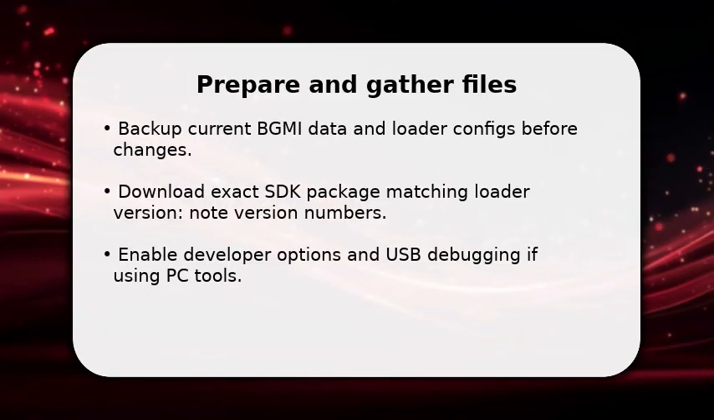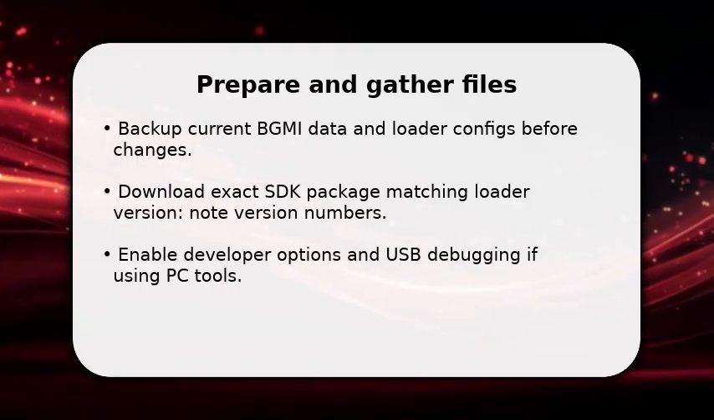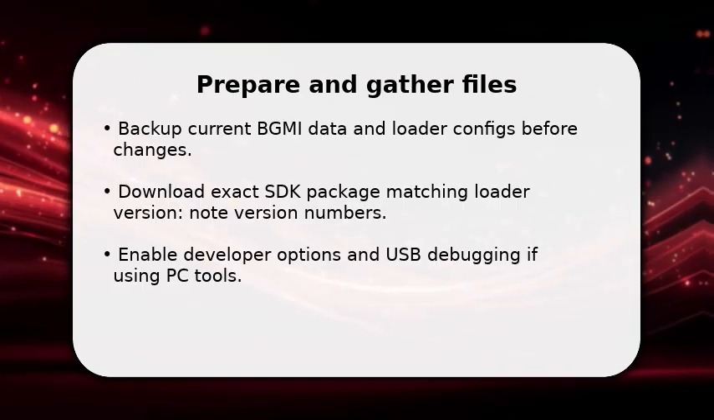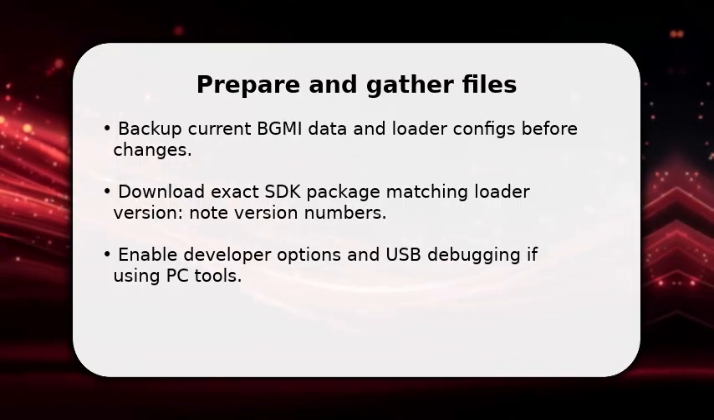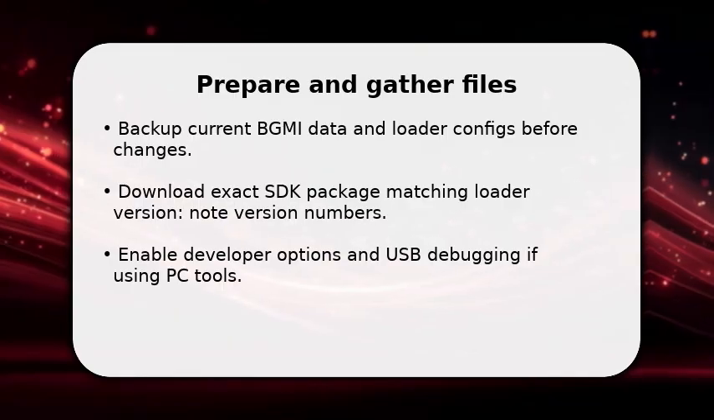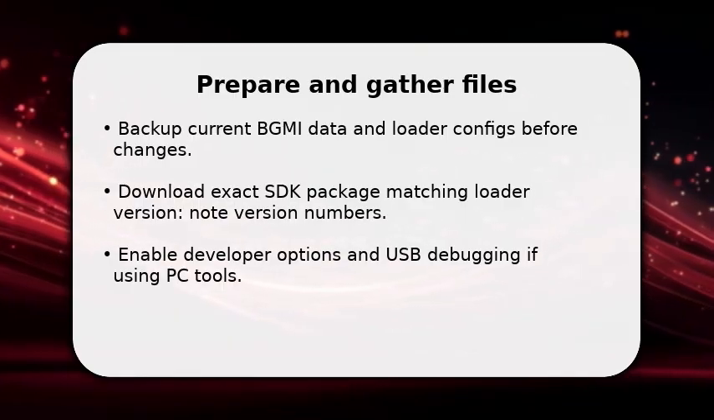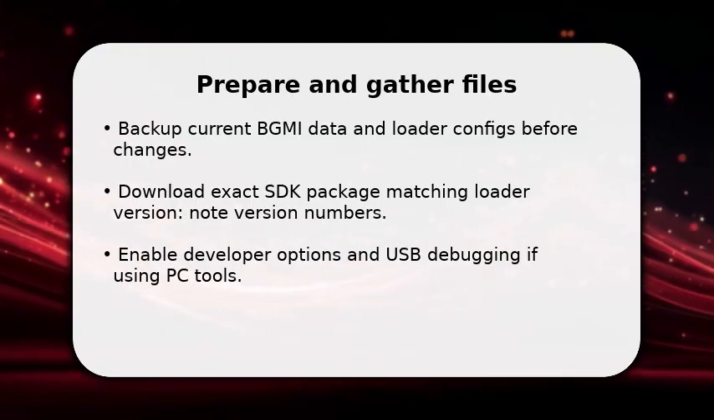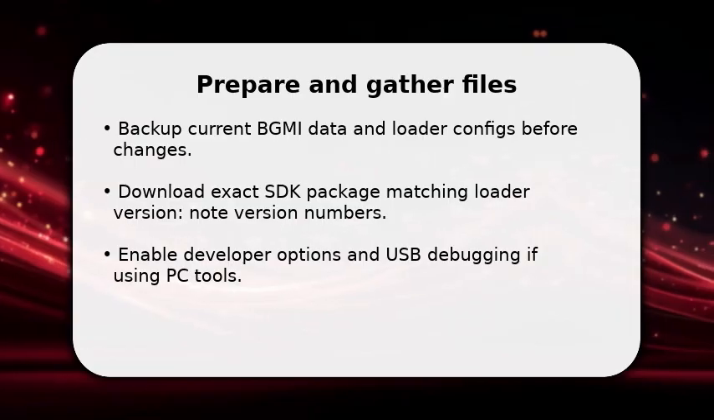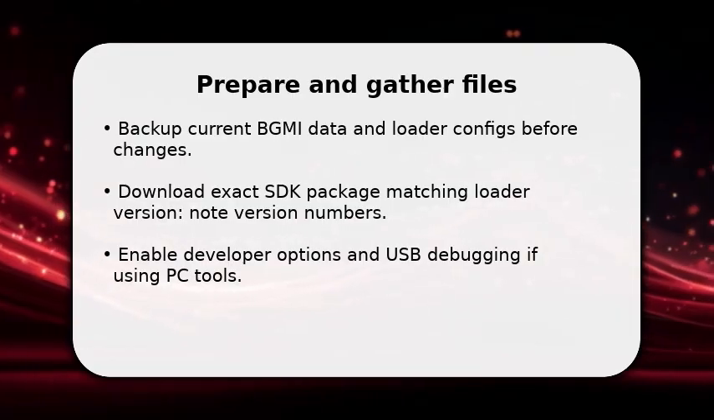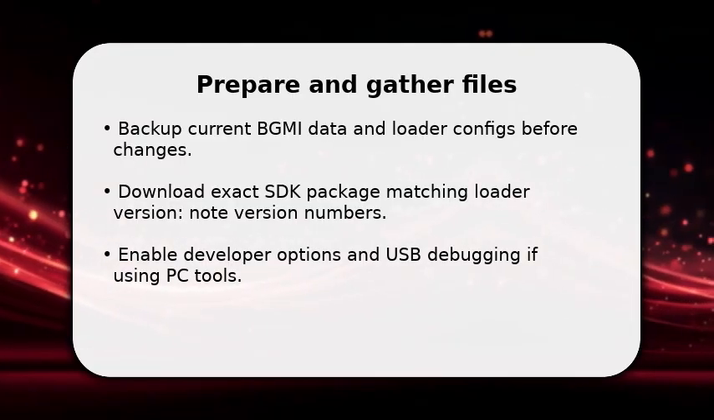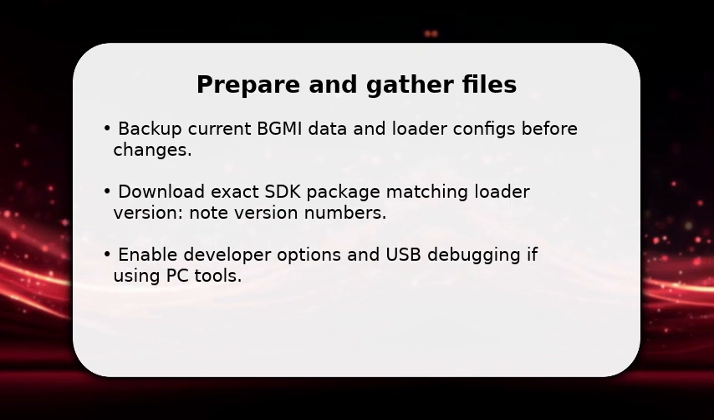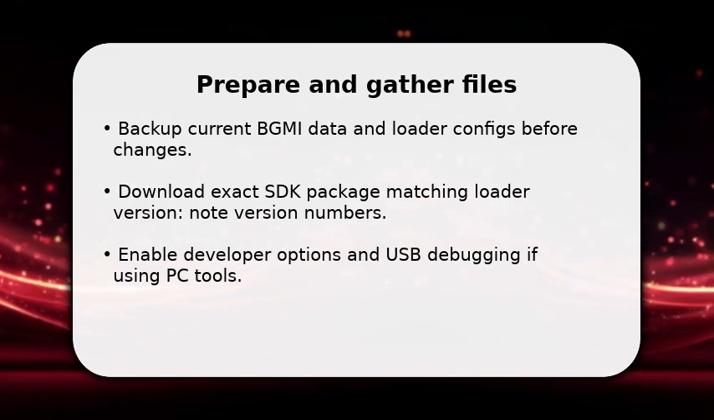You start by preparing the exact files you need and preserving the current state. First, back up BGMI data and the loader config so you can revert if needed. Then, obtain the SDK package that precisely matches the loader version. Version mismatch causes failures. If you'll use a PC, enable developer options and USB debugging on the device. Once done, verify file integrity and placement, because mismatched or corrupted files are the most common blockers at this stage.